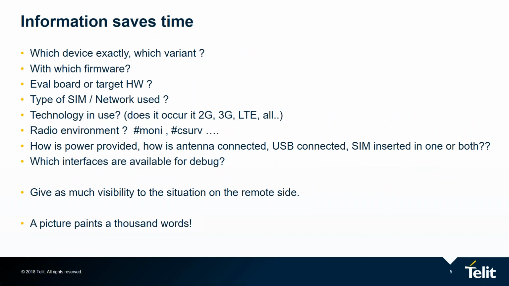So briefly listing, which device exactly, which variant. Often we do need to go back and ask with another email. Which firmware? This is very common to go back and ask. Which firmware is it exactly that you're using? Which variant, which firmware? Are you working with the evaluation board or the target hardware? Of course, we always recommend that the customer have an evaluation board, because this really helps us break a problem in half if we can reproduce an issue on the EVK. Which type of SIM is used, which type of network, what technology does the issue occur in.